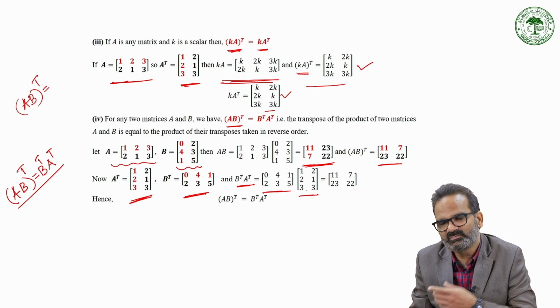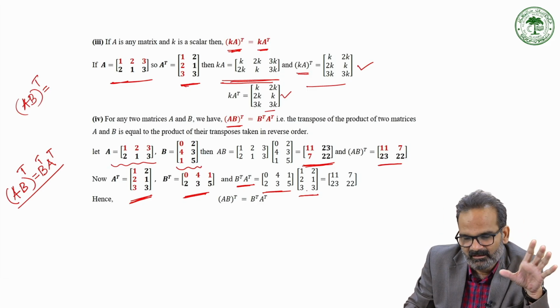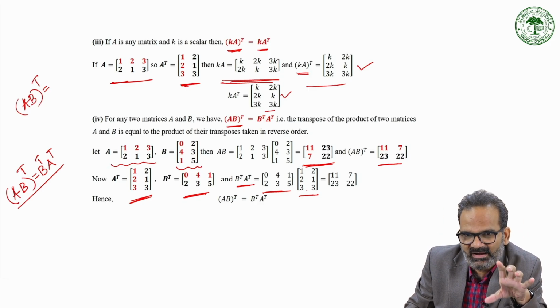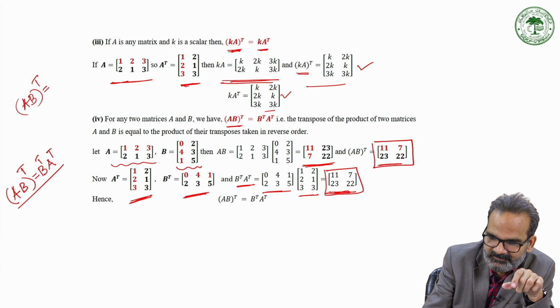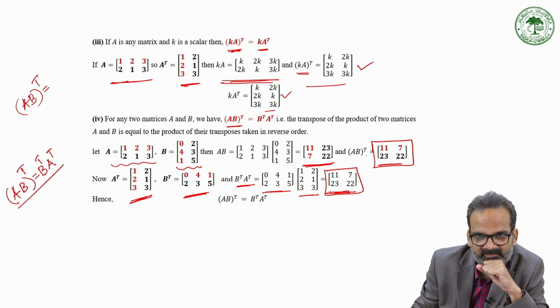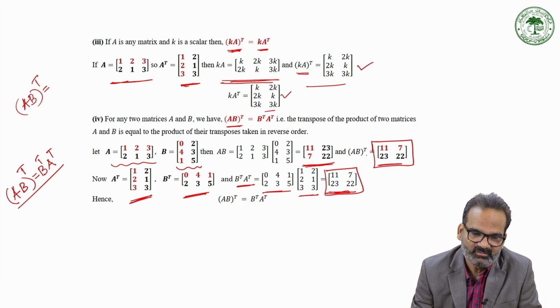We know how the two matrices are multiplied. This is all we have discussed in the last session. So find out the product of these two matrices, and the product of these two matrices is coming out to be this. And if you look at this matrix and this matrix, both are the same. Therefore, (AB) transpose is equal to B transpose into A transpose, right?